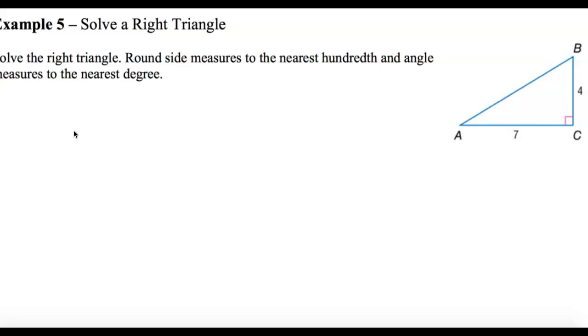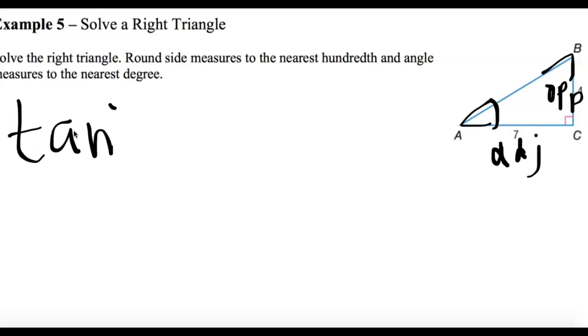So the first example here is asking us to solve the right triangle. And what that means is they're asking us to find each of the angles. So they want us to find both the measure of angle A and the measure of angle B. So we'll be using several inverse trig functions here. Let's start with angle A, and we're going to identify our sides. So this would be our opposite, and this would be our adjacent. To figure out the measure of angle A, we're going to have to use the trig function that uses opposite and adjacent, which is tangent inverse.